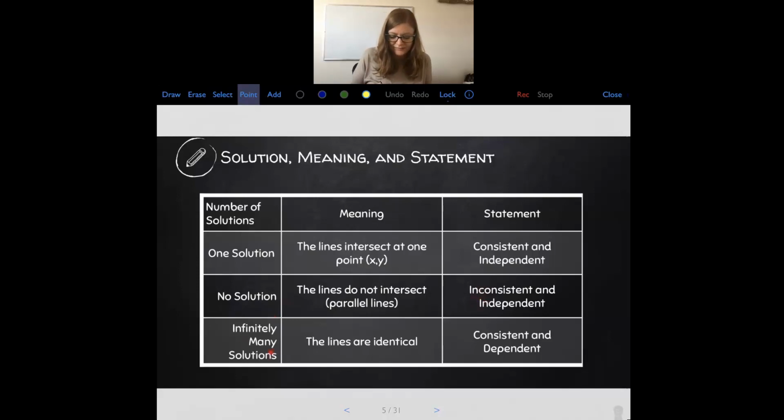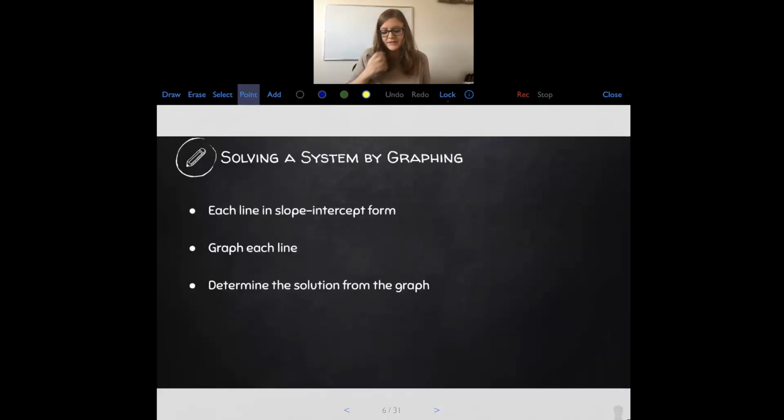If there are infinitely many solutions, it means the lines are identical. This is described as consistent because there is at least one solution. In fact, there are infinitely many, but it's described as dependent because the lines are the same line, or they're identical. Okay. So let's solve the system by graphing.